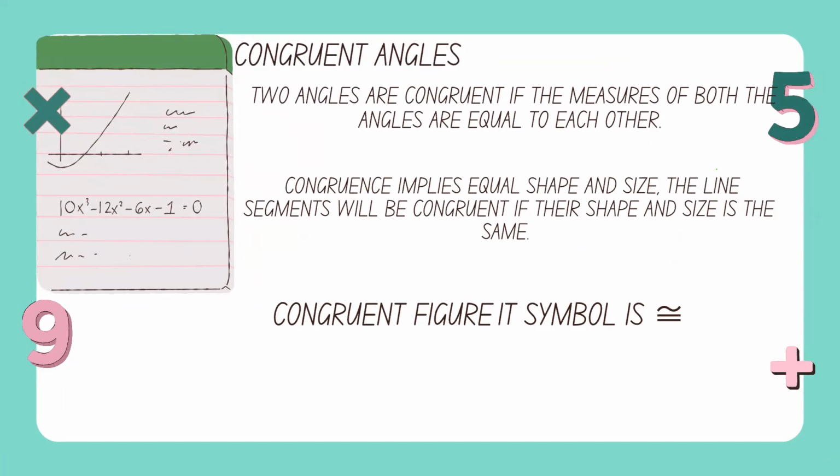So the congruent angle. Two angles are congruent if the measures of both angles are equal to each other. Congruent implies equal shape and size. The line segments will be congruent if the shape and size are the same. The congruent figure has its own symbol, an equals sign with a tilde above it.